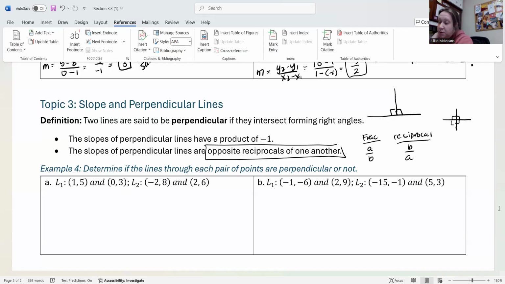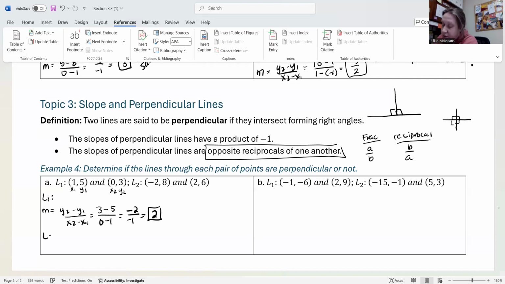It says, for example, determine if the lines through each pair of points are perpendicular or not. So let's look at L1. We'll go ahead and label the points x1, y1, x2, y2. And remember, slope is y2 minus y1 over x2 minus x1. So let's see, for y2 we get 3, y1 is 5, so we get 3 minus 5 for the change in y. x2 is 0, x1 is 1, so I get 0 minus 1 for the change in x's. When we simplify, 3 minus 5 is -2, 0 minus 1 is -1. That simplifies to 2, okay?